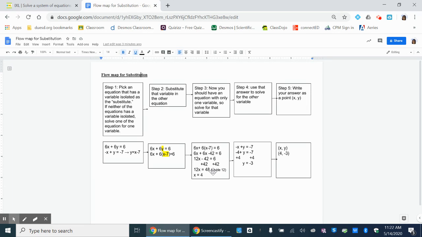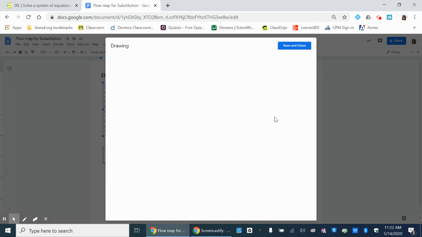So x is 4. Then I have to use that answer for the other variable. Since x was 4, I replaced it. And you could have picked either one. I just chose the second one because it was a lot simpler. So I used the second equation, negative x plus y equals negative 7. And then I replaced x with 4 and did some simple math to get that y is negative 3. So please make sure to also check your answer.